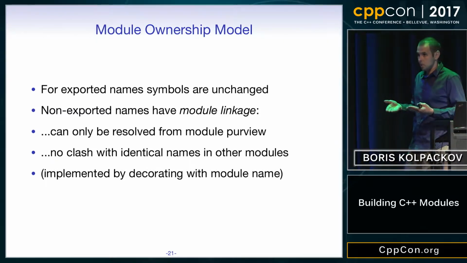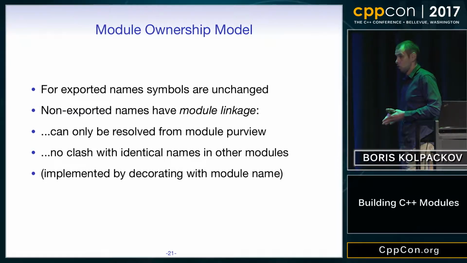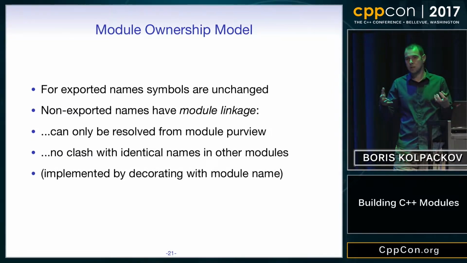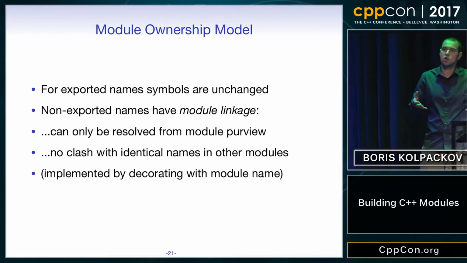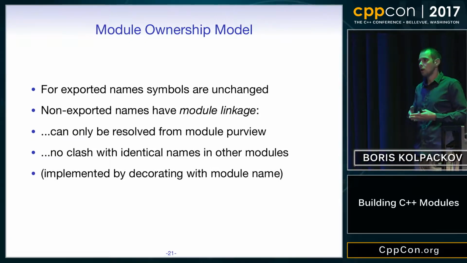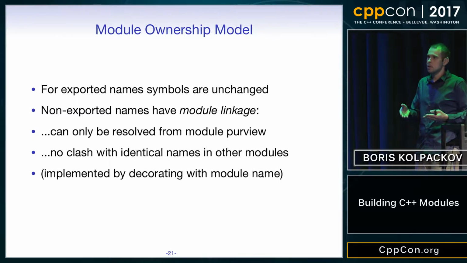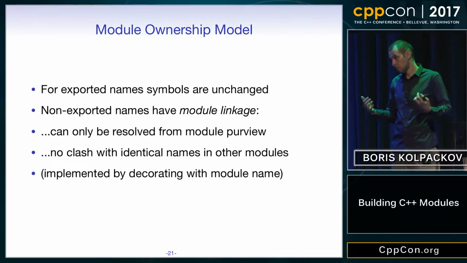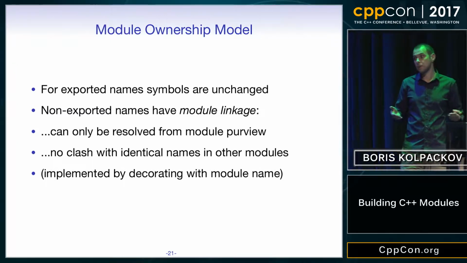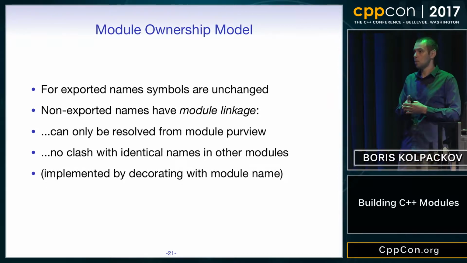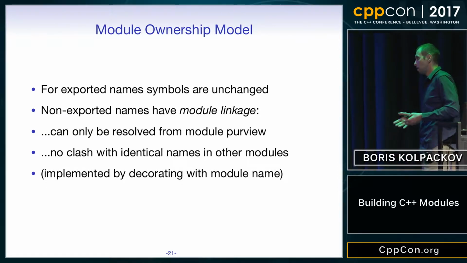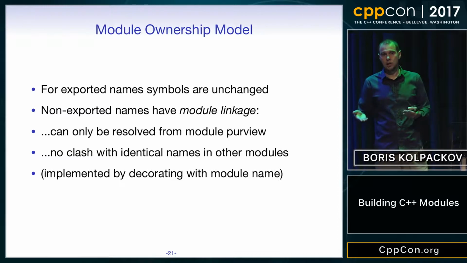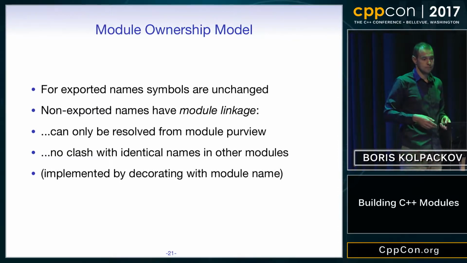Those that are not exported have what is called module linkage. And names that have module linkage are only visible in this module purview. So they are essentially private to the module. And they cannot clash with identically named names in other modules. So to give you an example, let's say you have two modules, each of them declares a non-exported function f in the global namespace. If you link those two modules together in a single program, everything will be fine because those symbols are private. So this is normally implemented by decorating module linkage symbols with the module name.